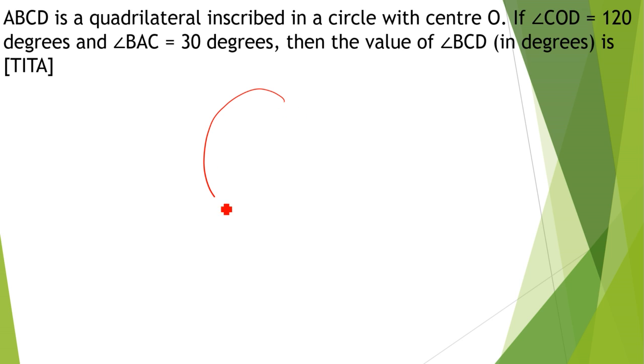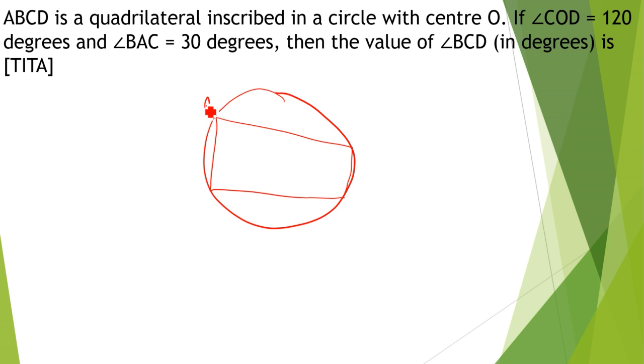So first we will draw a circle and a quadrilateral inside that circle. ABCD is the given quadrilateral where angle COD is 120. This is O, the center of the circle.